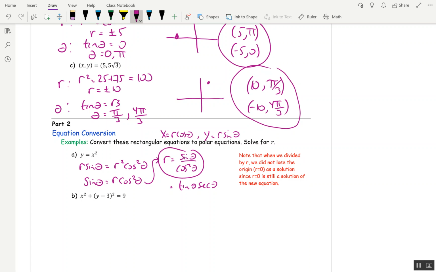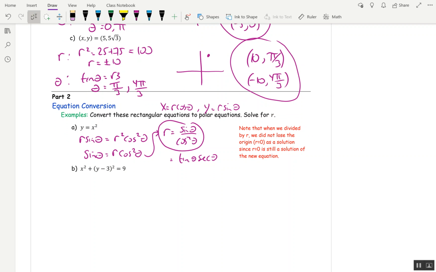This is a circle of radius 3, because r is 3, centered at 0, 3. So let's see what that turns out to be in polar coordinates. R squared cosine squared theta plus, I replace y with r sine theta. Square that, and that's 9. Okay, I need to FOIL out this binomial, r squared cosine squared theta plus r squared sine squared theta minus 6r sine theta plus 9 equals 9.